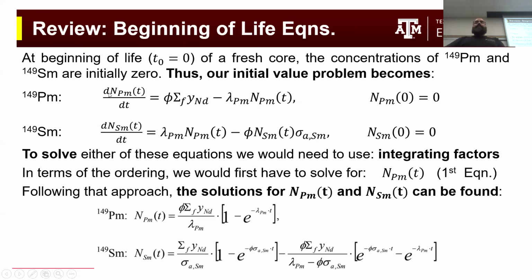If we assume that time 0 is at the beginning of the fuel before we've ever turned the reactor on, then there will be none of these isotopes at time 0, because no fissions have happened that can build them up. And so if these are our initial conditions and these are the differential equations that govern the process, then we can solve these sets of equations to get these solutions. So this is telling me about the concentration of promethium as a function of time, and this is telling me about the concentration of samarium as a function of time.